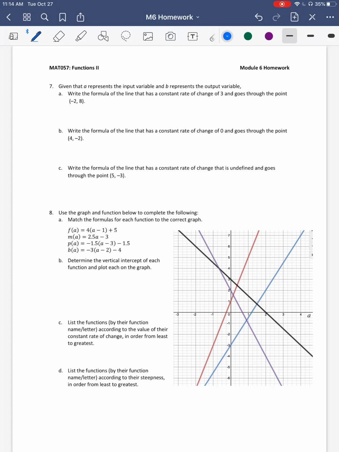All right, guys, we're going to talk through just the last half of the Module 6 homework, or the last couple pages, I guess. So let's start.